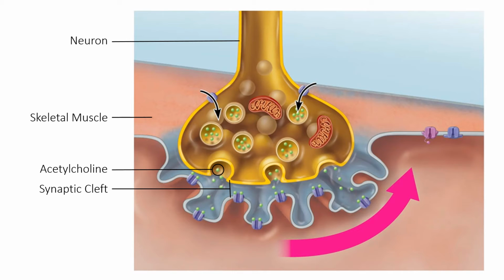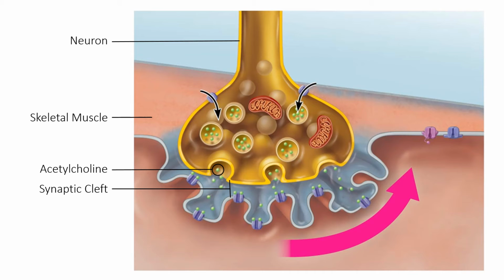When an electrical signal travels down the neuron, it causes calcium to diffuse into the very end of this neuron. That inrushing of calcium causes these vesicles to merge with the plasma membrane and export acetylcholine by exocytosis.